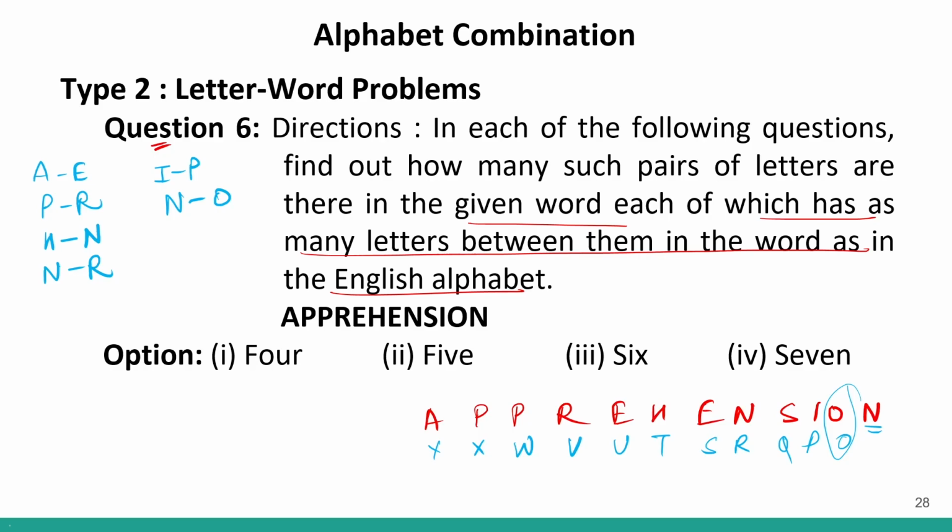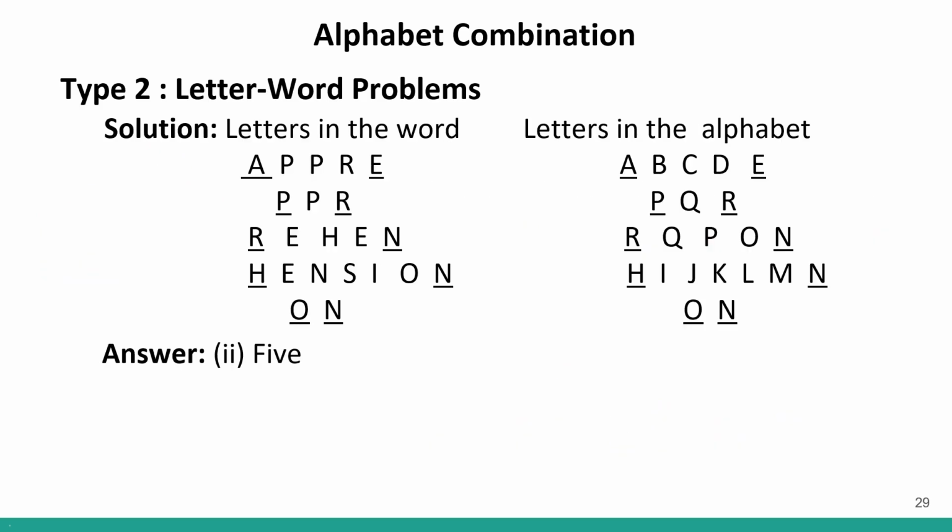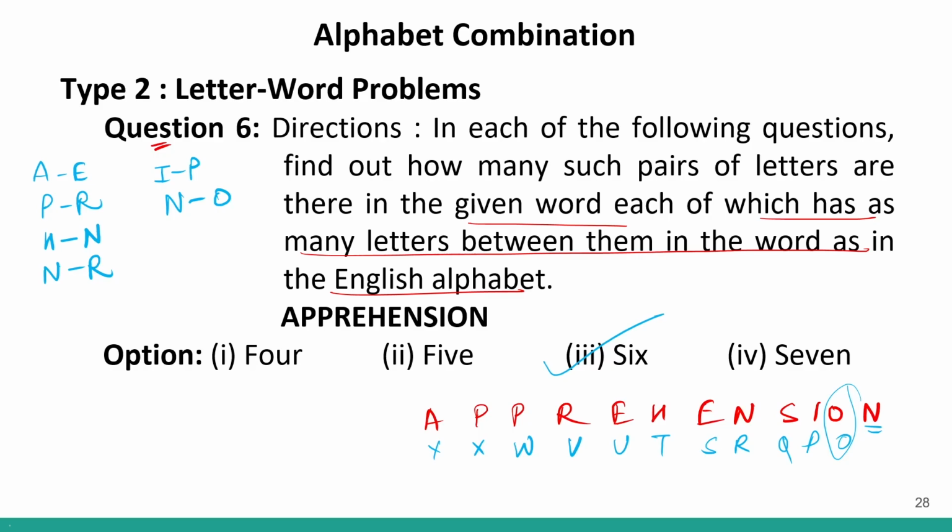In total, how many pairs we have? 1, 2, 3, 4, 5, 6. So in total, we have 6 pairs. So answer will be option number 3, 6. Option number 3, 6 will be the correct answer. We have AE, PR, HN, NR, IP and NO. Okay, so this will be the answer.